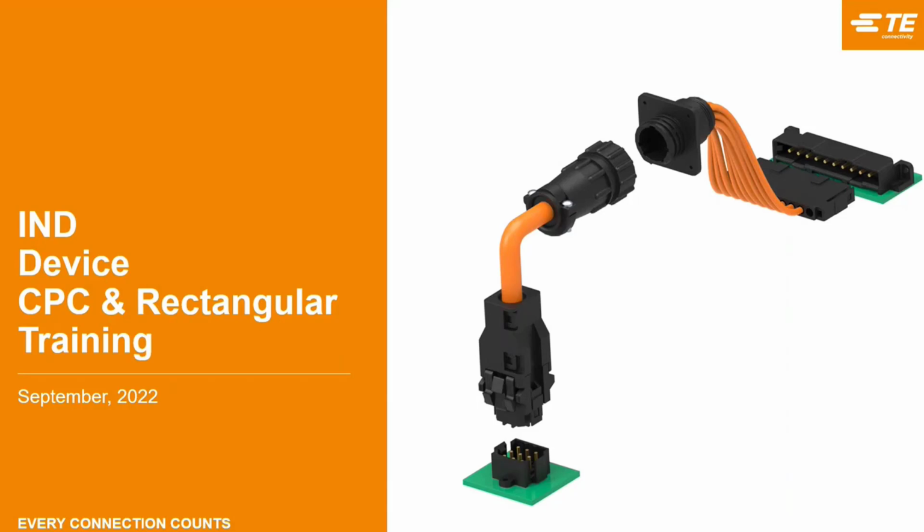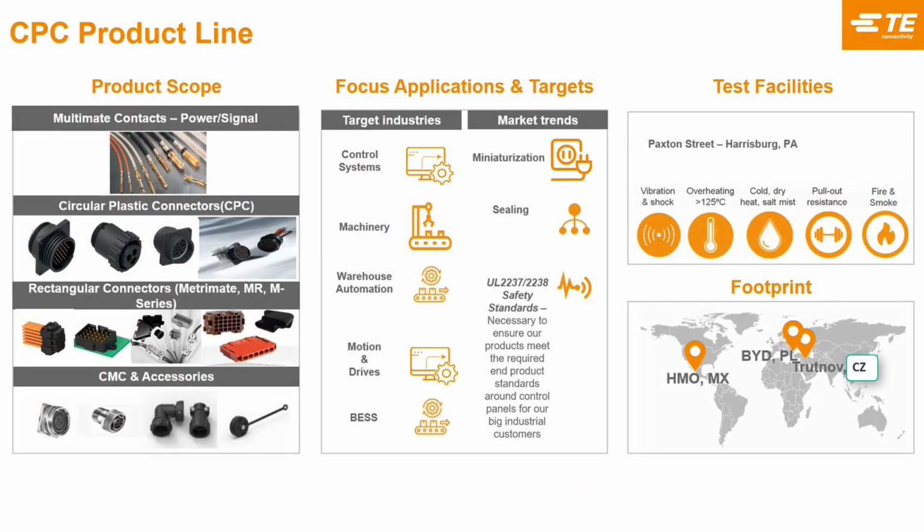So let's start. Today's session is about circular plastic connectors, CPC, as we name it, which is part of the device subvertical within industrial. And the products in scope, at a high level, as you can see on the left side of the screen, are basically related to 4 product groups.